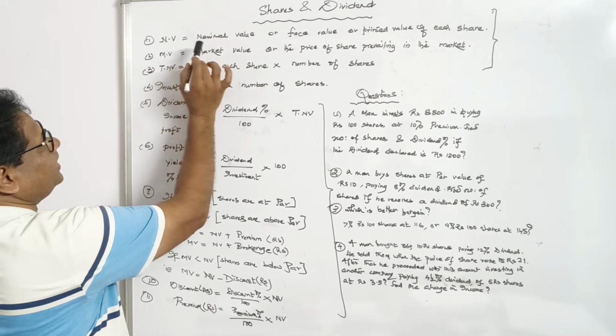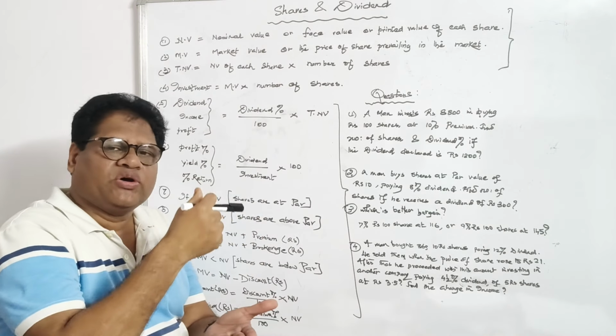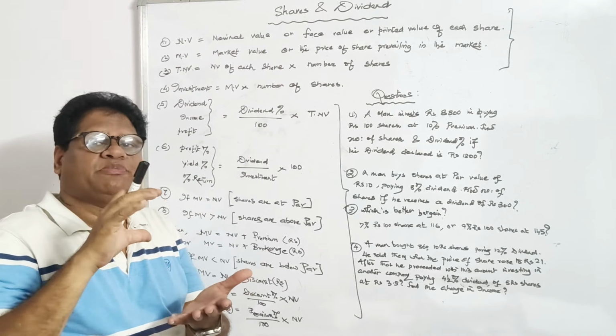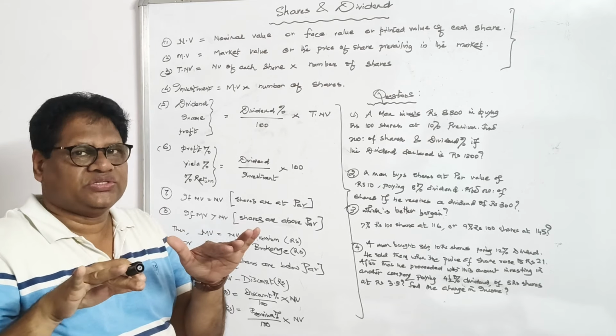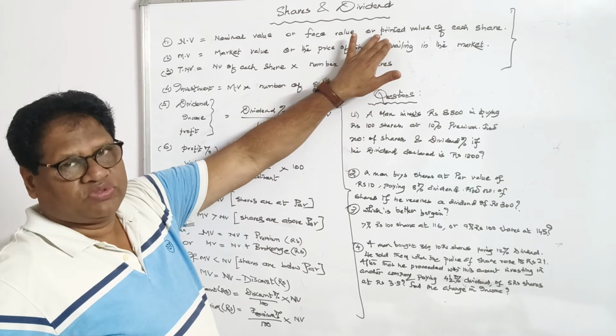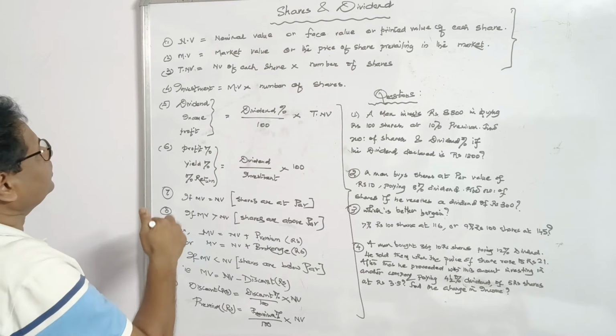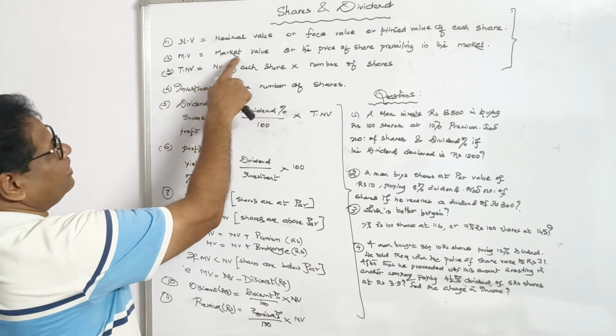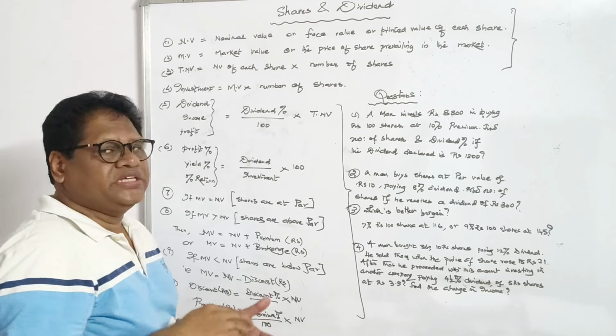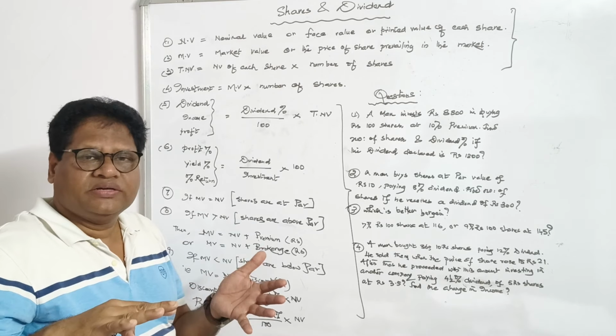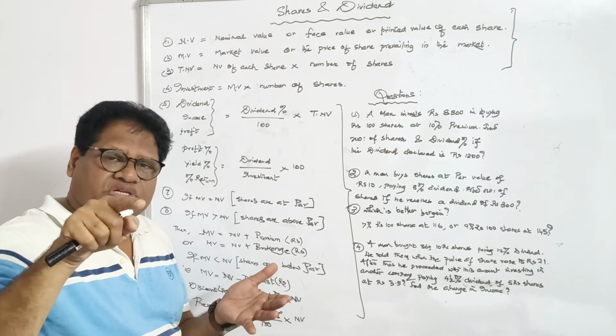Nominal value means the value which is printed on the share certificate, that is the expected price per share, and it doesn't change. It is also called face value of the shares or printed value. Then comes MV, the market value of each share, that is the prevailing price of the share in the market or the price paid per share by the shareholder.